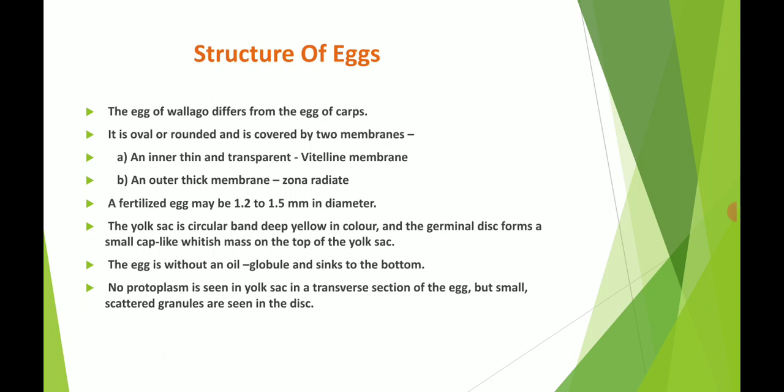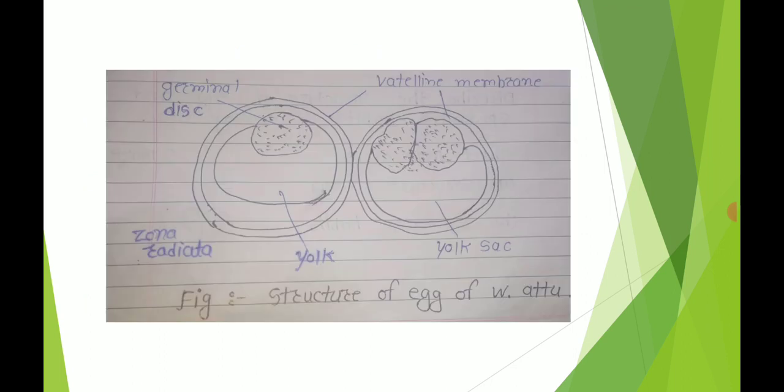The egg is without an oil globule and sinks to the bottom. No protoplasm is seen in the yolk sac. In a transverse section of the eggs, small scattered granules are seen in the disc. Now this is the structure of the egg.